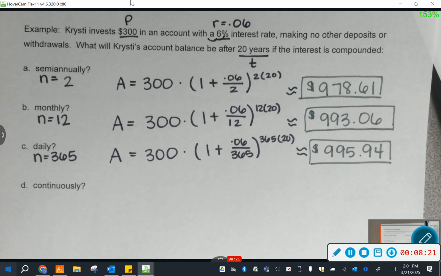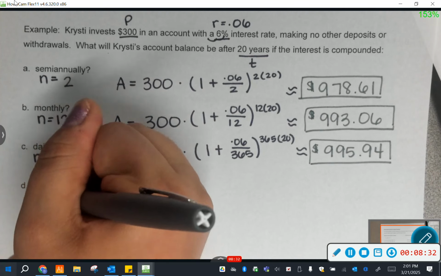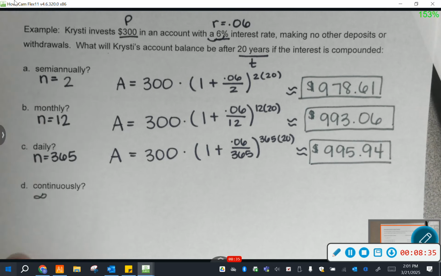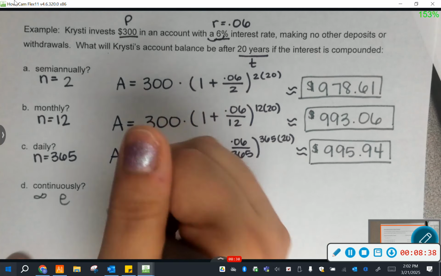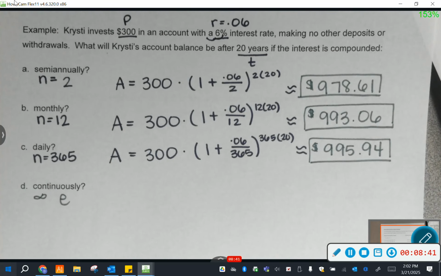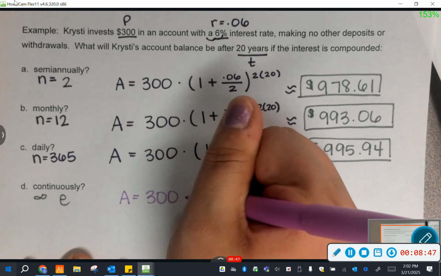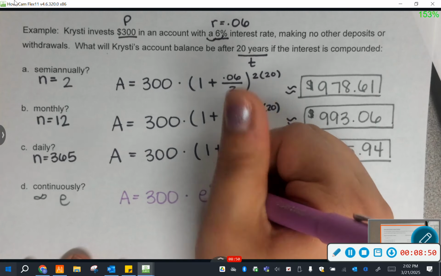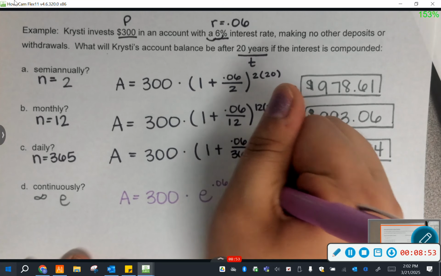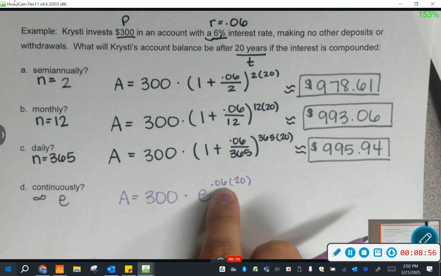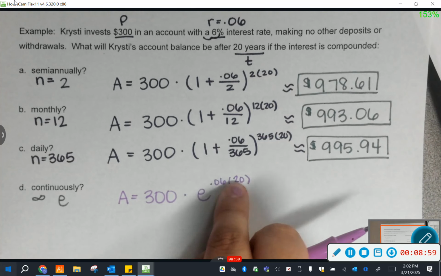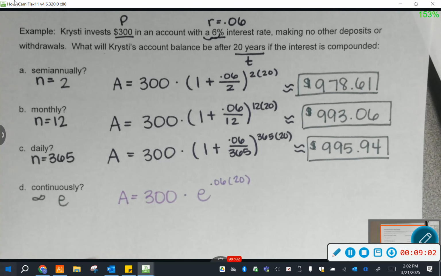That wasn't too much of an increase because, how does continuously change? How many times is this going to compound per year? It's actually going to compound infinitely many times, but you are going to use E for that. So this one's going to be different, because for this we're going to say A equals 300 times E to the RT. So this time, instead of using the number of compoundings as the exponent, it's going to be your rate. This is PERT.